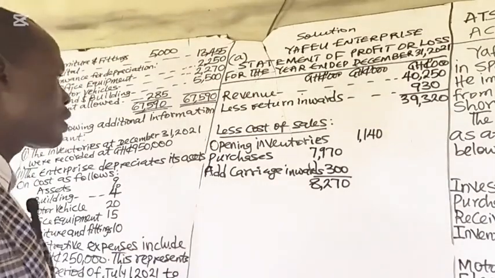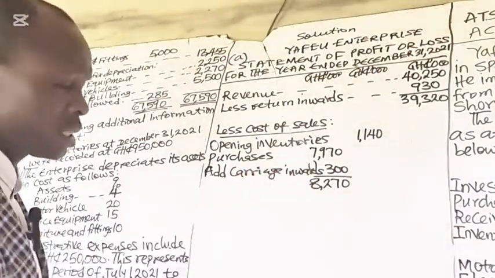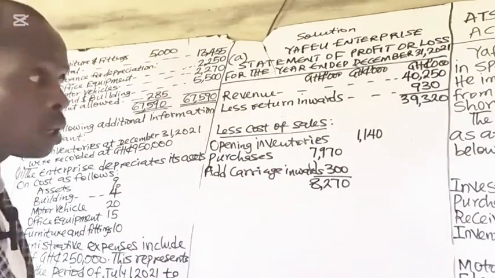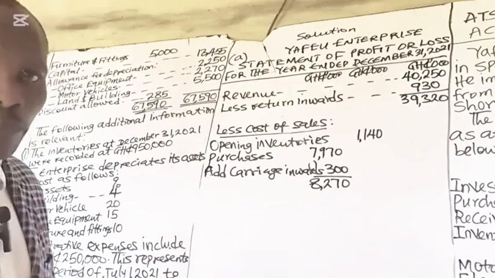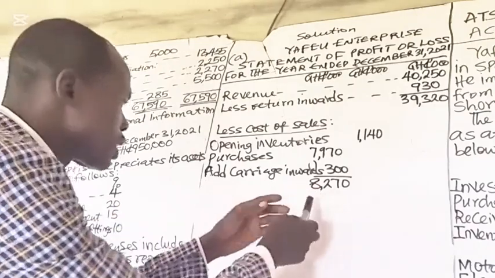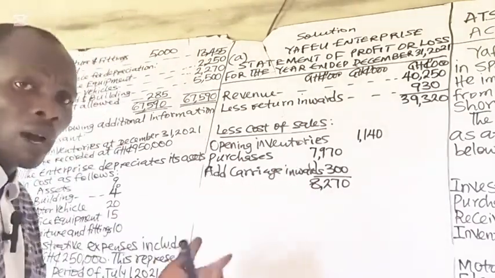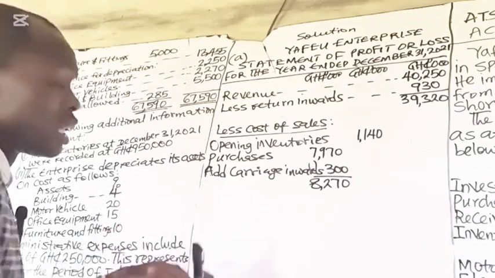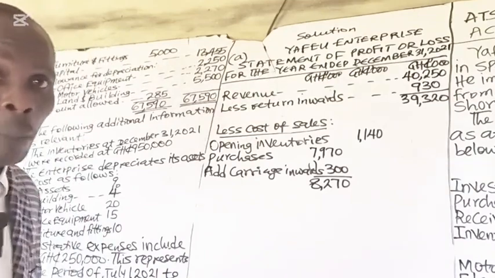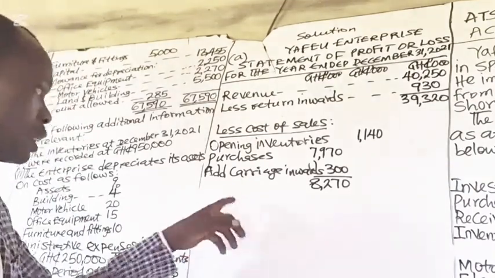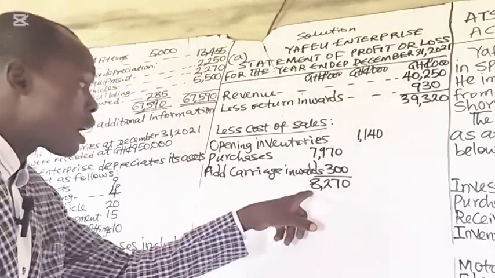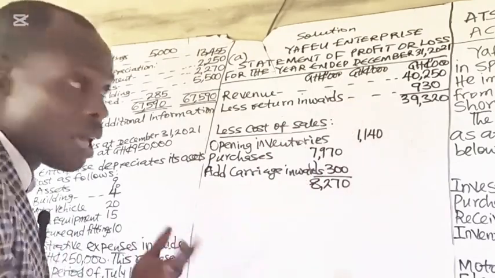Return outwards is the amount of goods returned to the suppliers. Goods may be returned to the suppliers due to wrong color, wrong delivery, spoilage, and so on. So when, after taking the goods to your warehouse, you discover that part of the goods bought are not good or didn't meet your specification, you have to return them to the supplier. Since they have been returned, those goods are no longer part of the goods bought. You have to remove them from the goods bought.